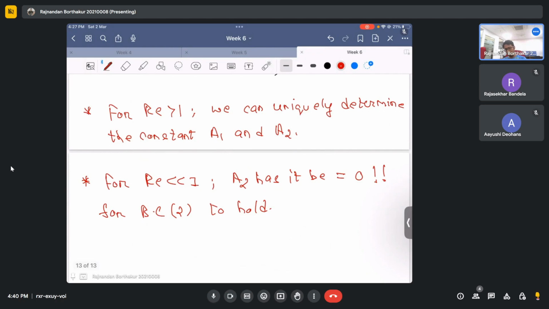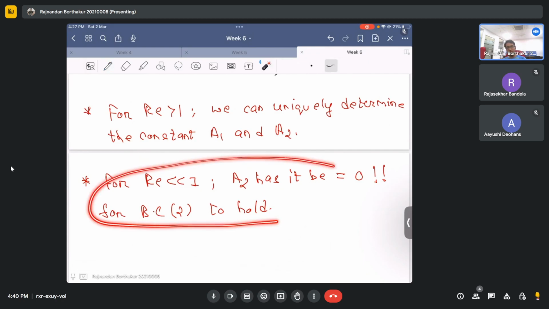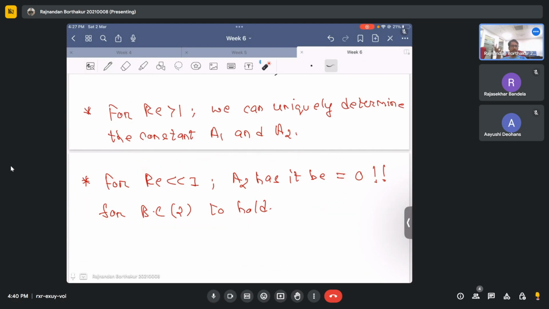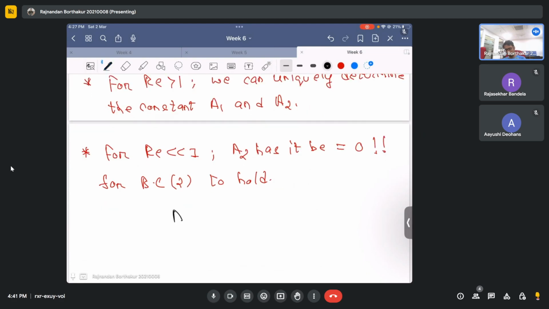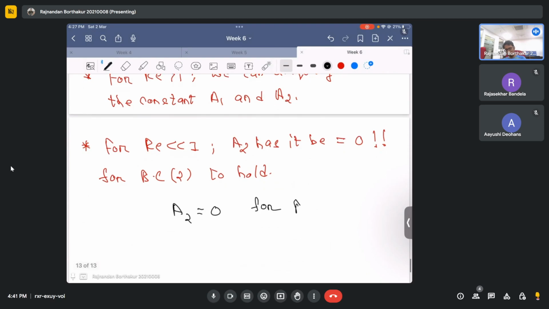This means only in a special case, when I have a low Reynolds number flow, I can uniquely determine the solution for A1 and A2. And in this case, A2 has to be equal to 0 for Re very much less than 1. I hope this concept is basically clear to you.